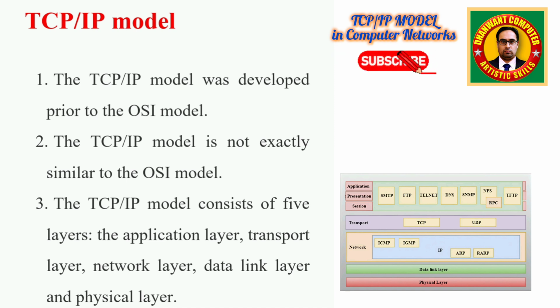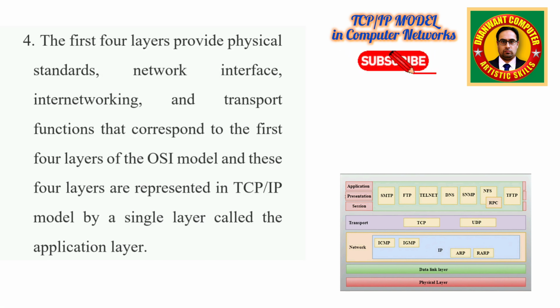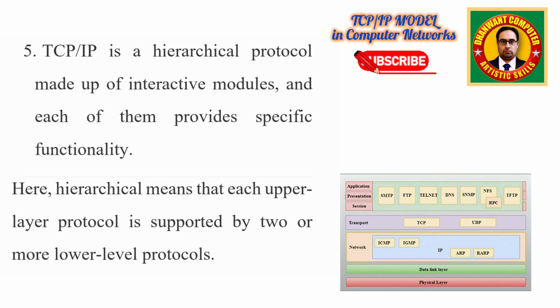3. The TCP/IP model consists of 5 layers: the application layer, transport layer, network layer, data link layer and physical layer. 4. The first 4 layers provide physical standards, network interface, internetworking, and transport functions that correspond to the first 4 layers of the OSI model, and these 4 layers are represented in the TCP/IP model by a single layer called the application layer.